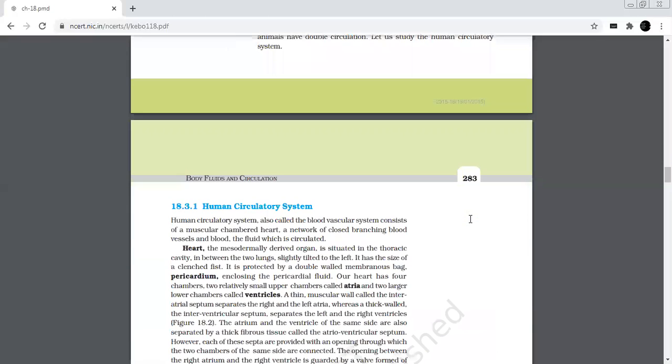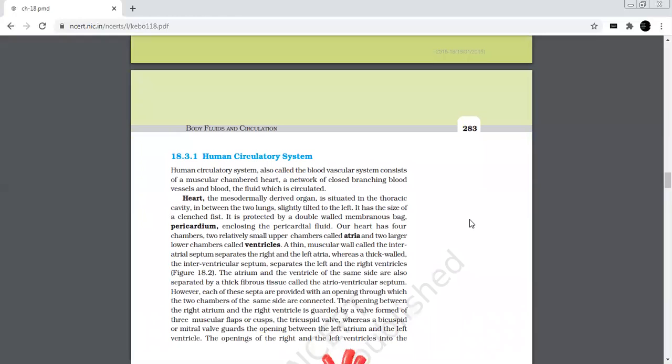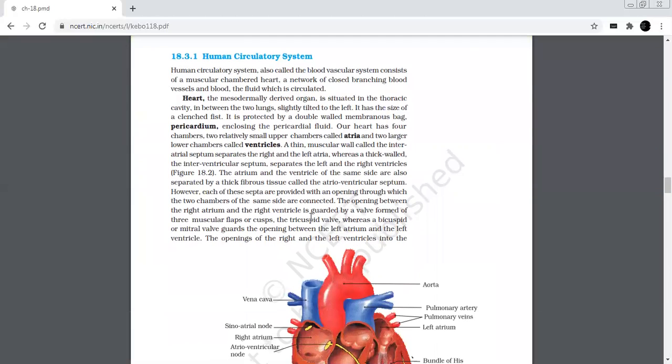Now let us start with human circulatory system. Before starting with human circulatory system, all the vertebrates possess muscular chambered heart. In some animals, hearts are two chambered, that is one atrium and one ventricle. In some animals, hearts are three chambered, such as amphibians and reptiles. And in humans, birds, and mammals, the heart is four chambered. So let us start with human circulatory system.